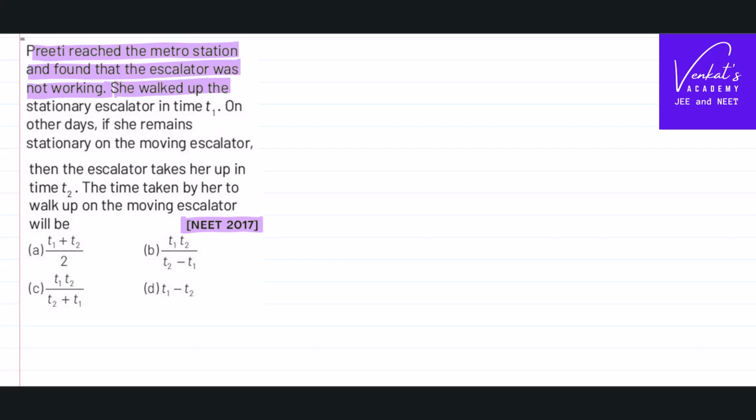She has to walk on her own. She walked up a stationary escalator in a time t1. So what's the meaning of this? Let's have a look at this. She is traveling a certain distance. She is walking on her own when the escalator is not working. When the escalator is not working, she covers a distance with an unknown velocity v1, but it is given that the time is t1.